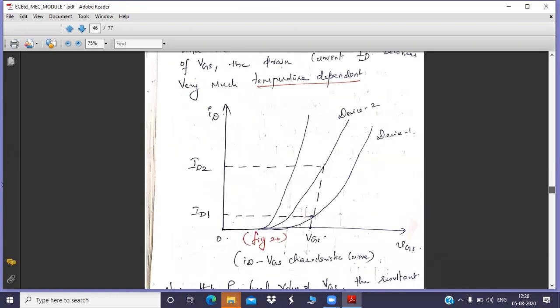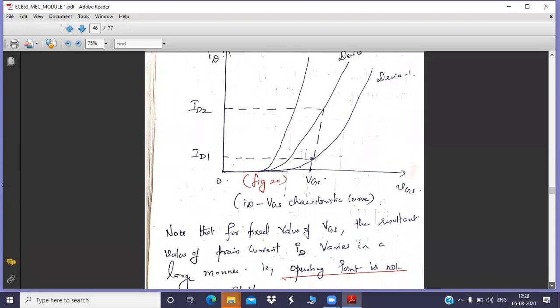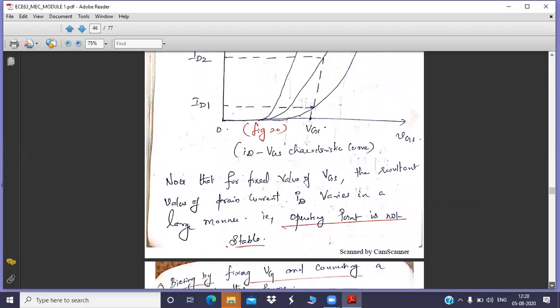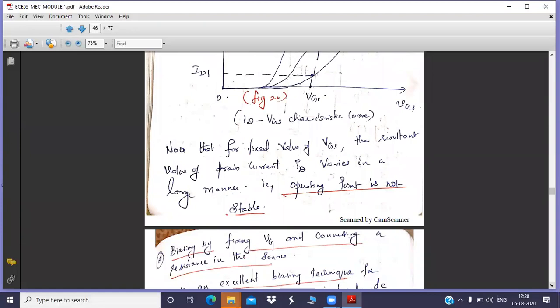But unfortunately, due to the device replacement, there is a tremendous increase in current from ID1 to ID2. There's a large, drastic increase in current. That is why this characteristic curve has shifted upwards, which will yield a large ID2 when compared to ID1, even though VGS is constant. So this much variation you have observed, isn't it? That should not take place. So ultimately my conclusion is the operating point is not stable with respect to the first biasing technique.